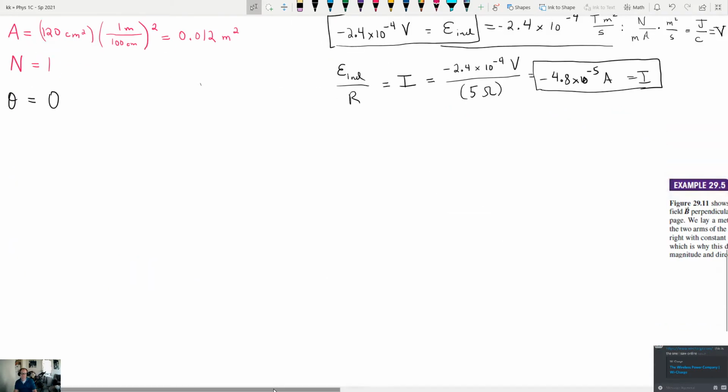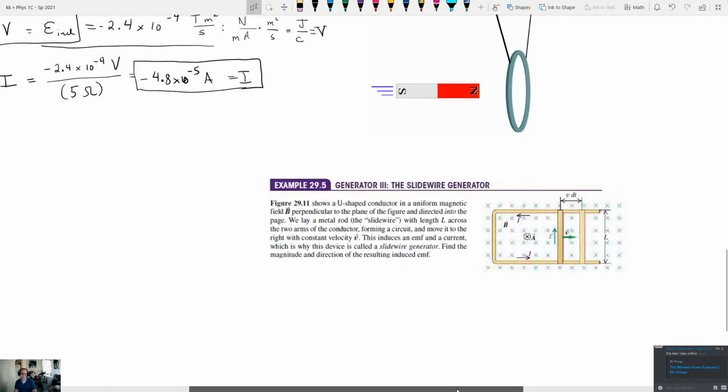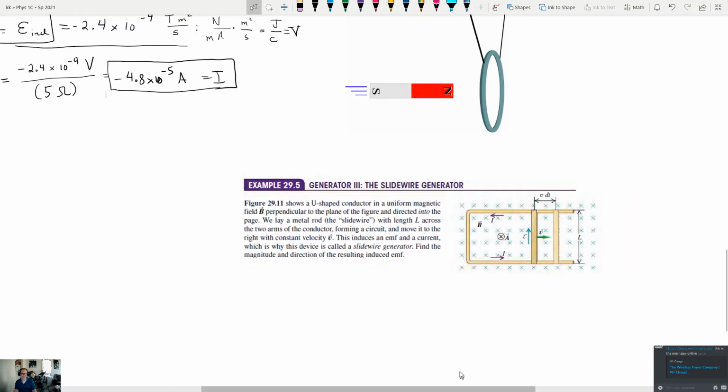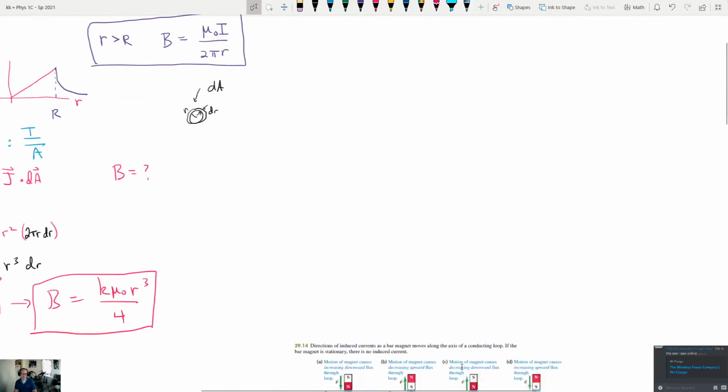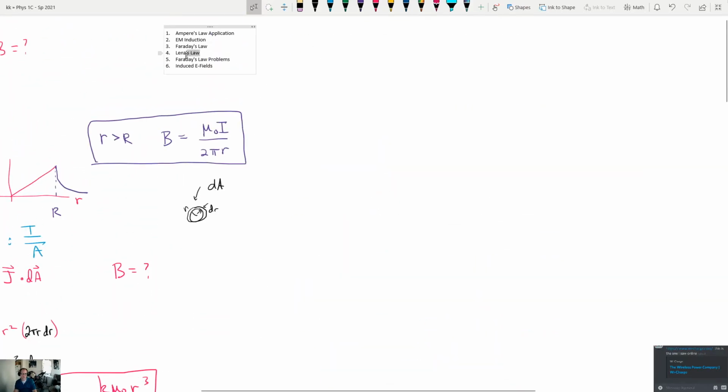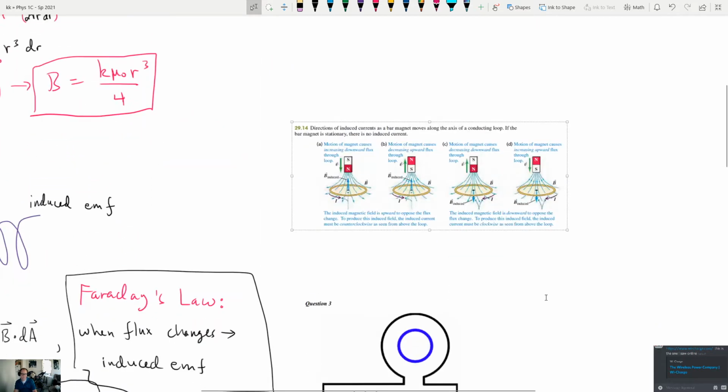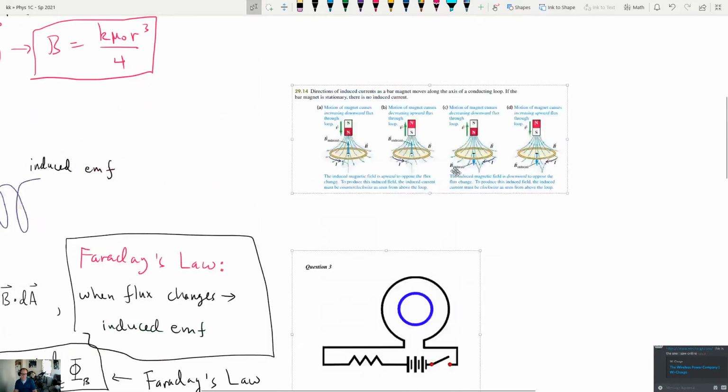So, the next thing to do, I think we want to talk about Lenz's law now. That has to be the next thing, right? Yeah. Okay. Lenz's law. All right, so let's grab this. We'll leave these for a second. We're just going to grab this one.